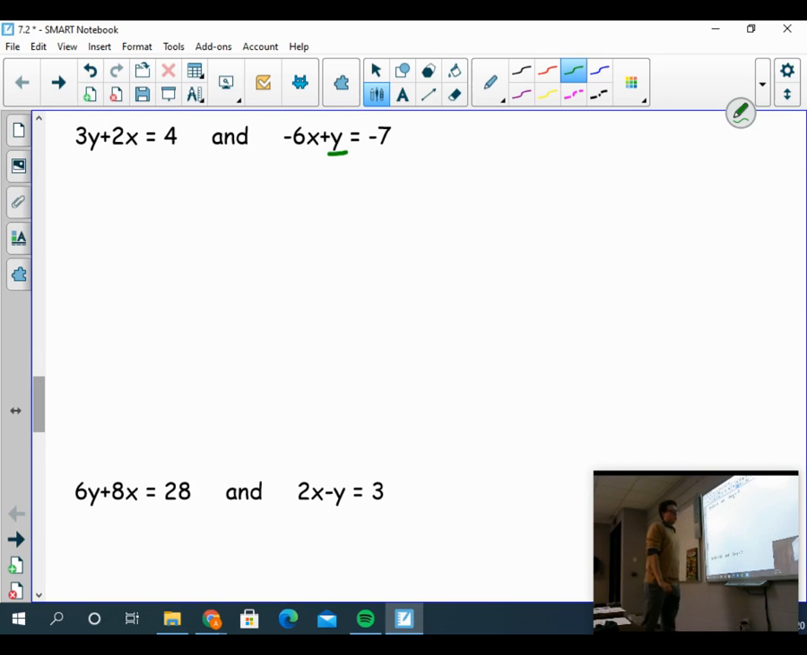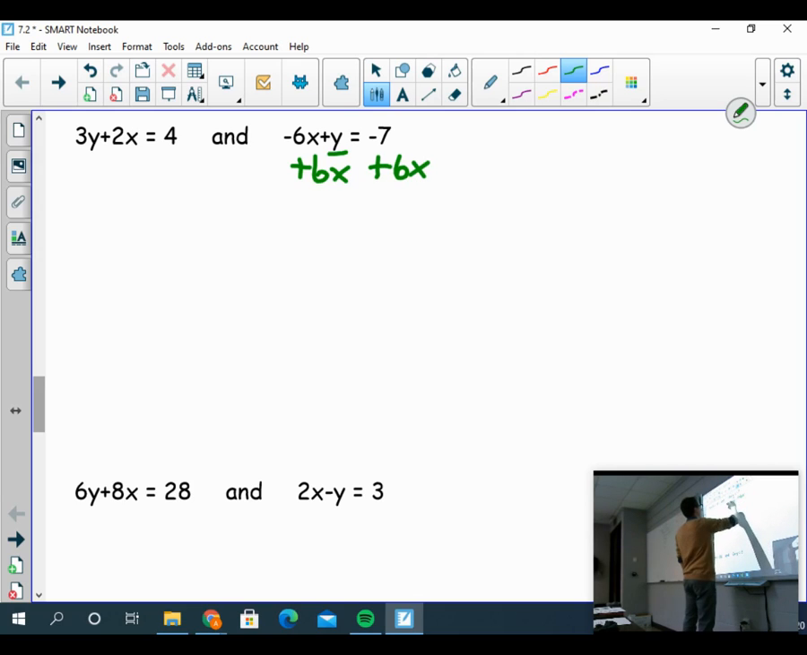So in order to start the substitution process, I need a variable to be by itself. I've chosen this y because it's going to be the easiest to work with. So to get that variable by itself, I'm going to add 6x to both sides. When I do this, I get y equals -7 plus 6x.